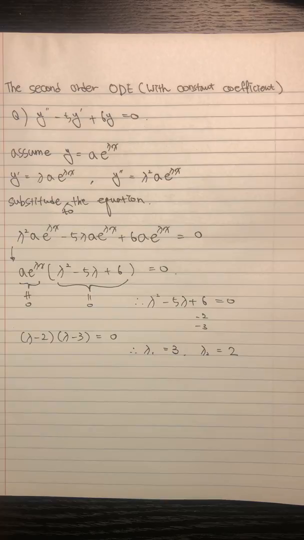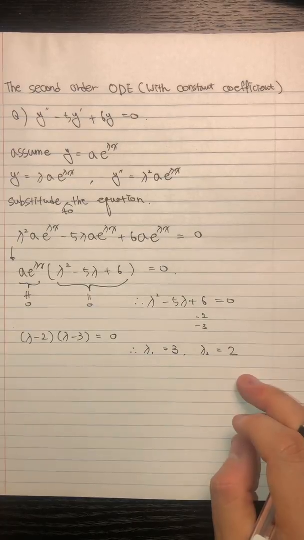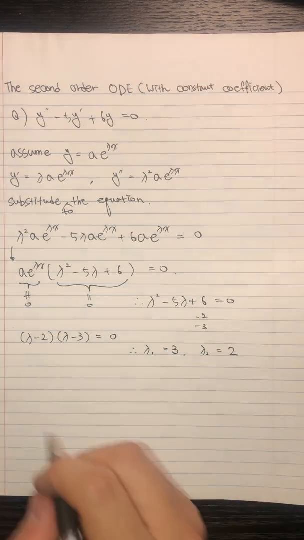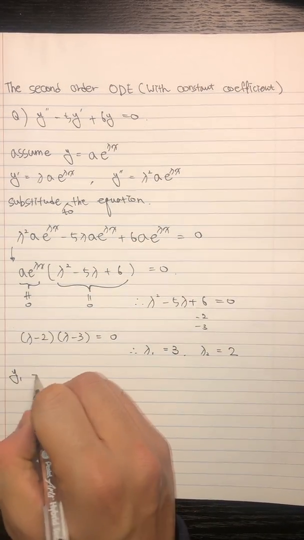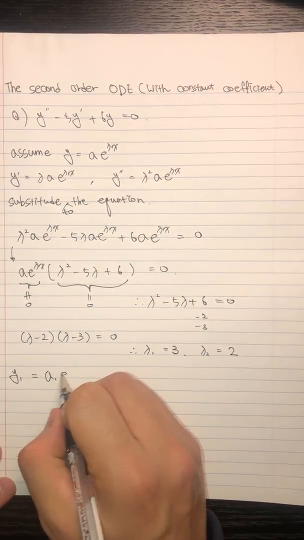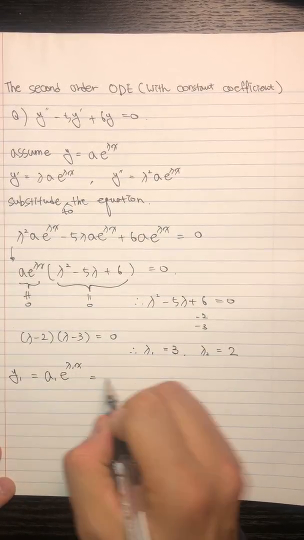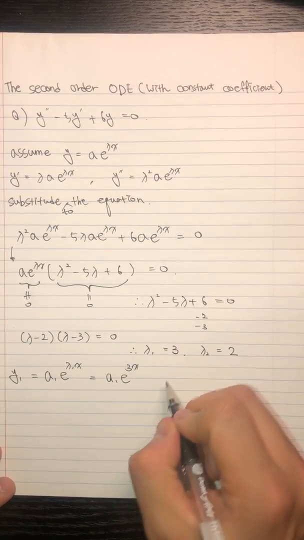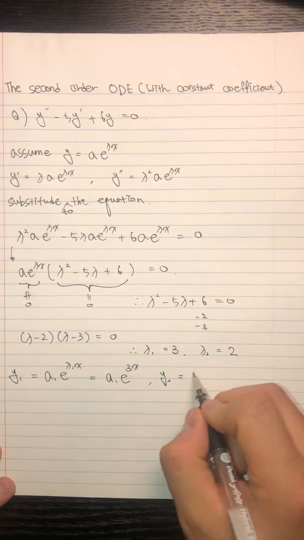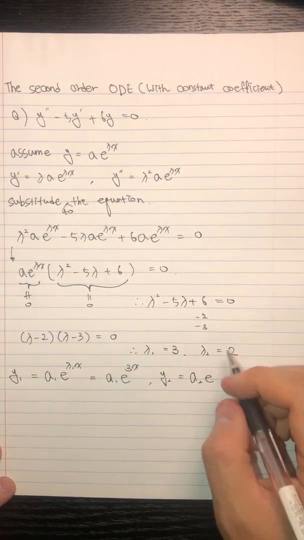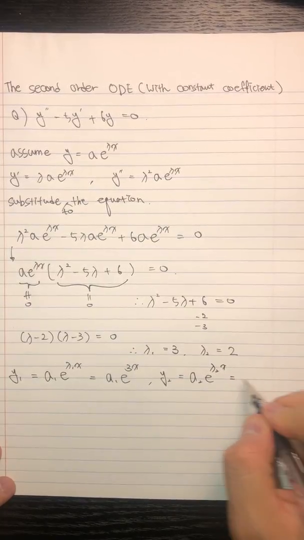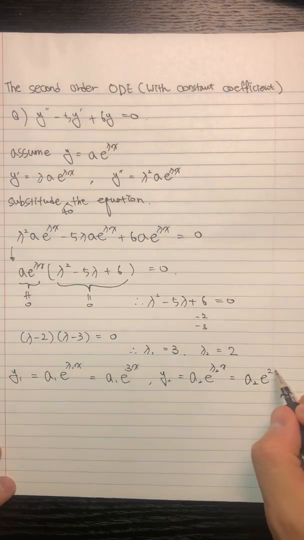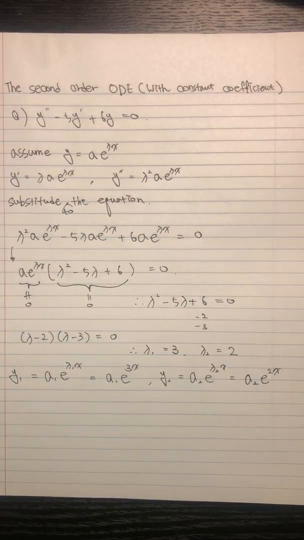right? So we can find the value of the lambda, so we can substitute this kind of lambda to the y, right? So what about y1 equal to a1 exponential lambda 1x, right? So a1 exponential, what is lambda 1 is 3, right? 3x. And y2 equal to a2 exponential lambda 2x equal to a2, what about lambda 2 equal to 2, right? Exponential 2x, right?